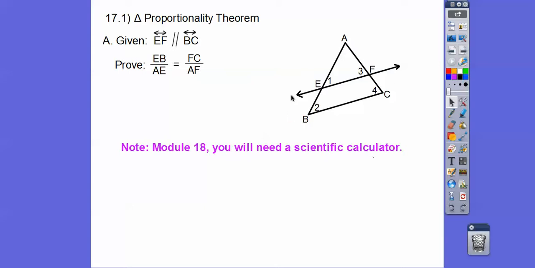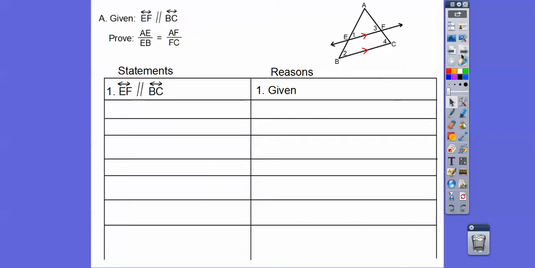It's given here that this line is parallel to this line right here. And we want to prove that this piece over this piece equals this piece over this piece. See this proportion right here? We're going to prove that. What we're going to do is get similar triangles right here. So there's the given information.